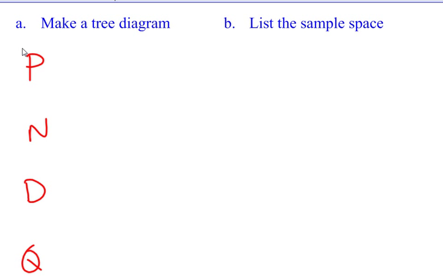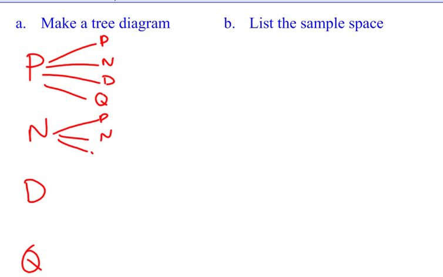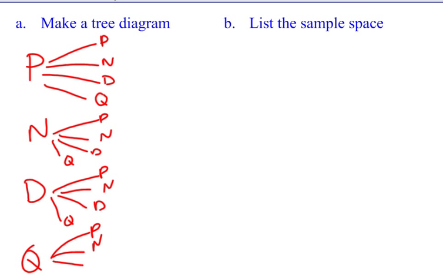Then I put that coin back in the bag and I draw a second time. So on my second draw I have 4 options again: a penny, a nickel, a dime, and a quarter. For all of these I have the same 4 options. So there's an example of a tree diagram with replacement, meaning I put the coin back in.